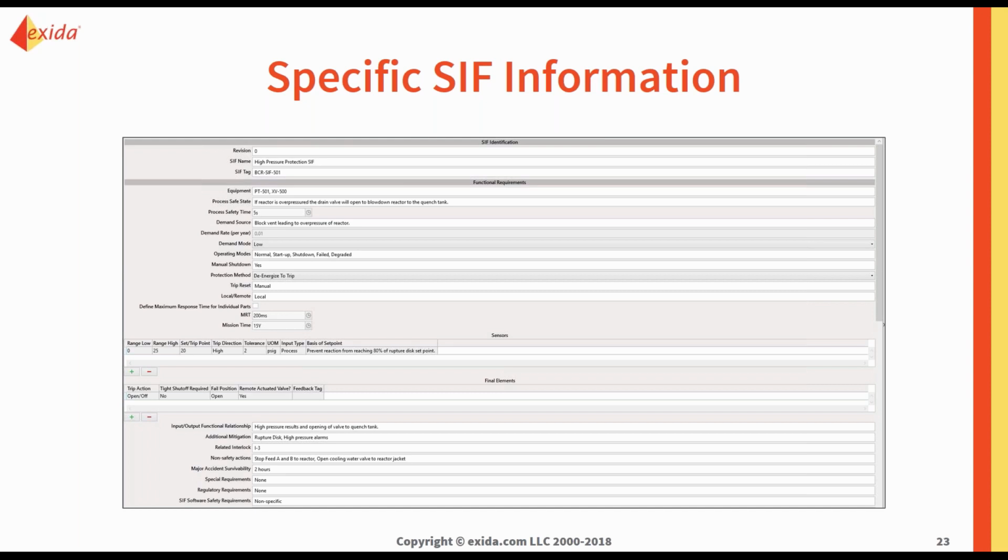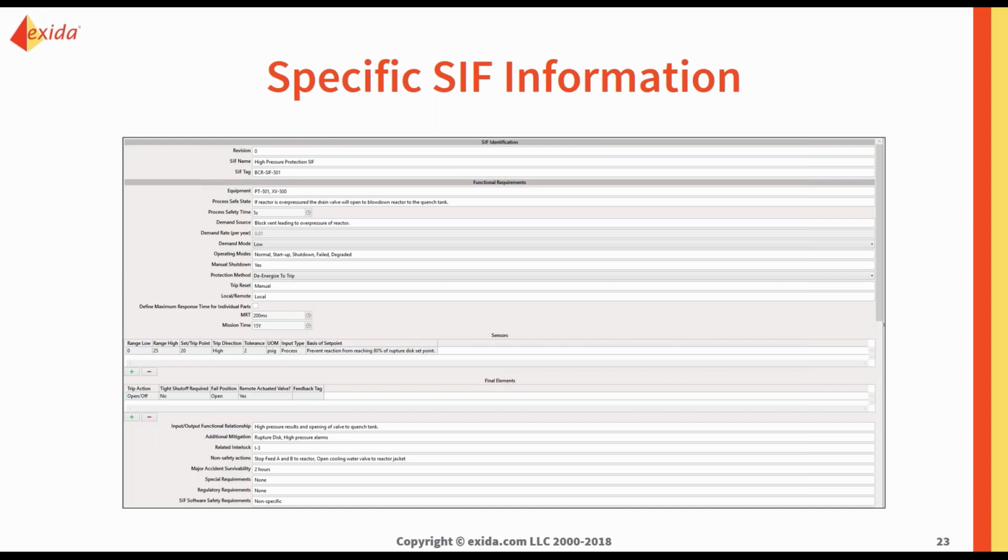What is the process safe state, the process safety time, your demand source, your demand rate. The demand rate is actually calculated from our LOPA tool if you're using it. So that is an automatic data transfer straight into the SRS. You have your demand mode, your operating modes, manual shutdown, so on and so forth.